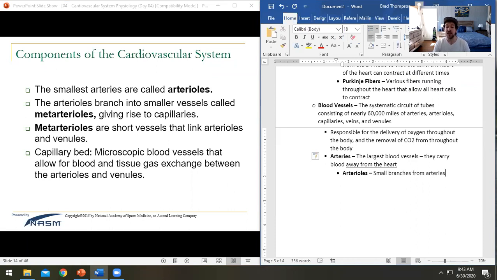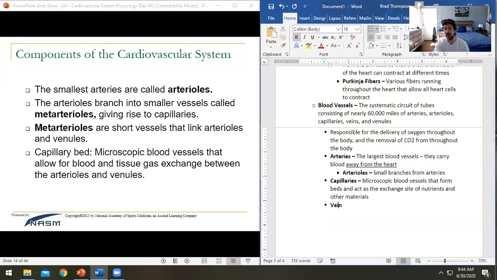Okay, and then you're going to have capillaries. Capillaries are the smallest blood vessels. Actually, we're going to say microscopic, because they are. Microscopic blood vessels that form beds and act as the exchange site of nutrients and other materials. So capillaries are where the exchange of nutrients is actually happening.